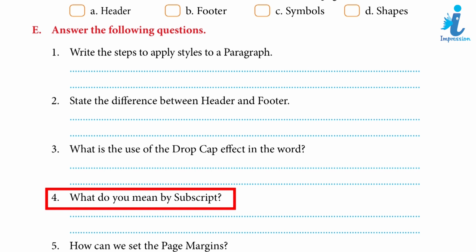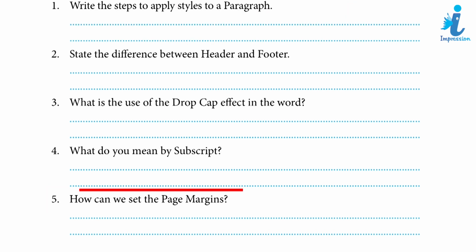Answer: A subscript is an integer that identifies a specific array element. Abbreviations related to computers, phones, programming, subscriptions, superscriptions, typography, and word processors. Example: CO2. 5. How can we set the page margins? Answer: On the Page Layout tab in the Page Setup group, click Margins. Click the margin type for the most common margin width. Click Normal. You can specify your own custom margin setting.